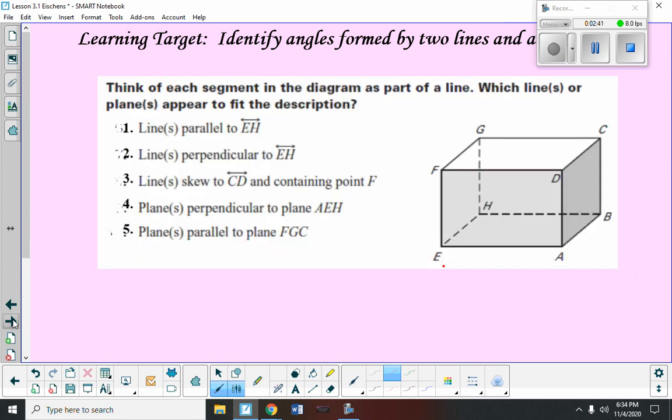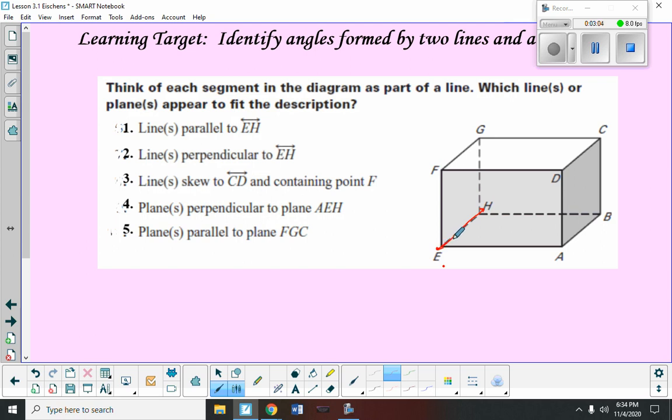All right, so let's do this example. It says, think of each segment in the diagram as a part of a line, which means I'll use the little line symbol above each answer. Which line or lines or planes appear to fit the description? So, lines that are parallel to line EH. So line EH is right here. And remember, it kind of keeps going. So what would be parallel?